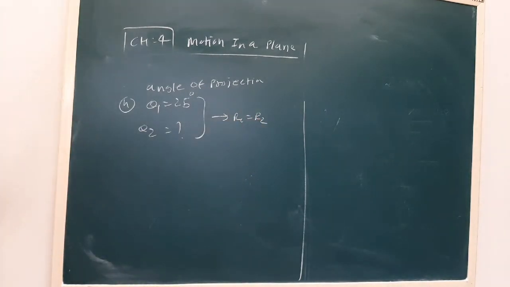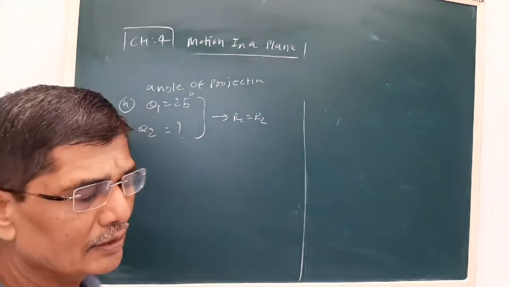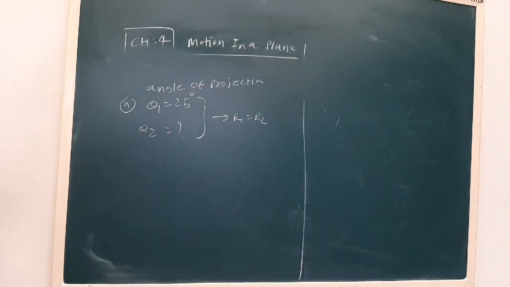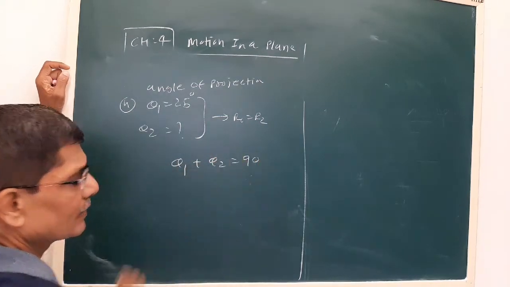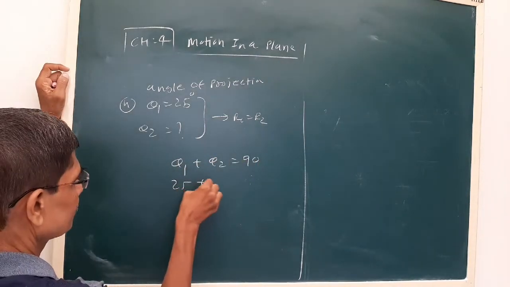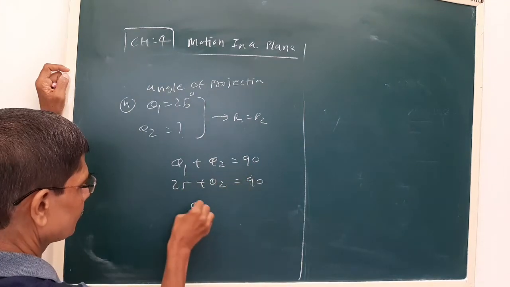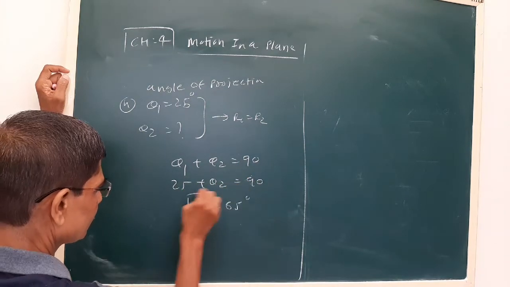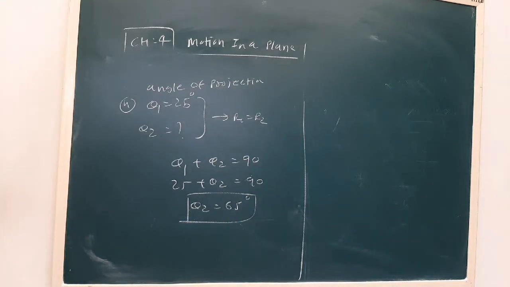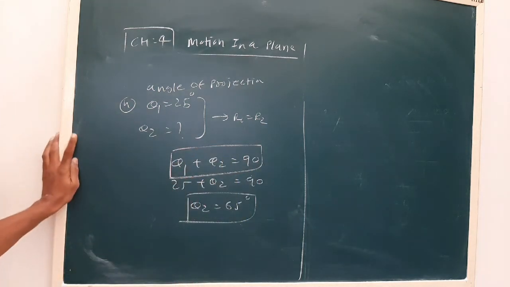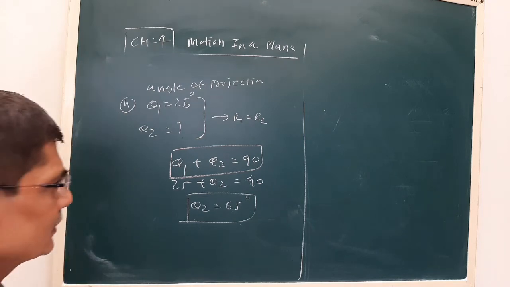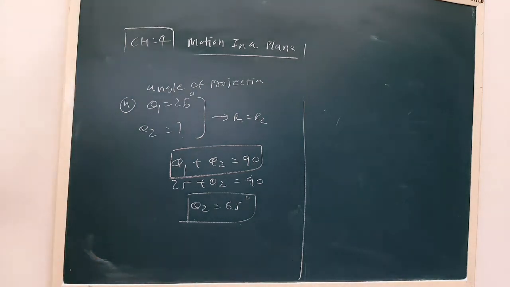Now we have seen in the theory, whenever the sum of the angles of projection is 90 degrees, the range is the same. So then the range becomes equal. So when the angle of projection is 65, range will be equal. Remember this as a formula: when the sum of the angles of projection is 90 degrees, the range will be equal.